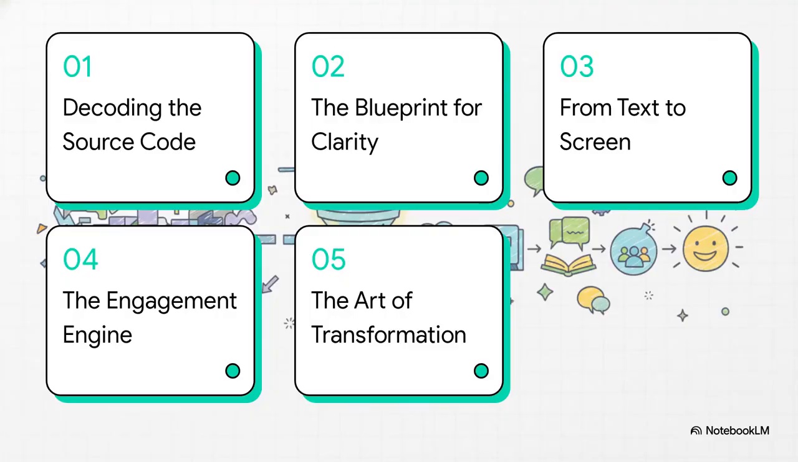So here's our game plan. First, we'll talk about decoding the source material. Then we'll share our actual blueprint for making things clear. We'll even do a little live workshop, taking an idea from text to screen. After that, we'll see if the method actually works, based on data. And finally, we'll get into the real art of transformation.